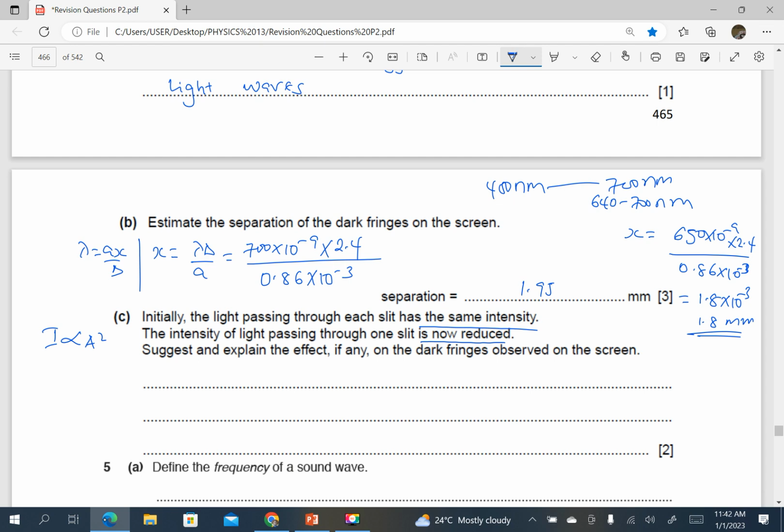What does that imply? If the intensity is reduced, the brighter fringes will be less bright. But the darker fringes, since there is no more total cancellation, will no longer be extremely dark. They will be lighter, if I'm to put it like that. So there is no longer complete destructive interference.